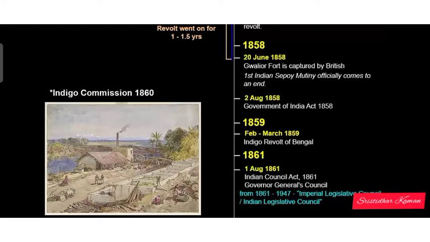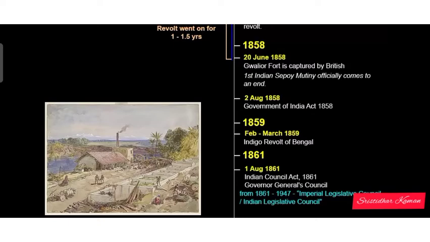And if you read the summary of the commission's report, although it was acknowledged that indigo cultivation was associated with various kinds of oppression, the British government did not do anything about it in terms of enacting any law. However, they did appoint honest police force and competent magistrates to ensure justice in the rural areas. Because of the intensity of the movement and the fear of it repeating like the 1857 revolt, the British slowly phased out the indigo cultivation in Bengal.